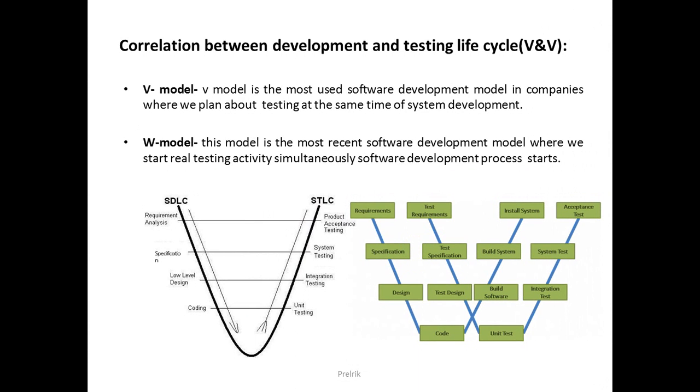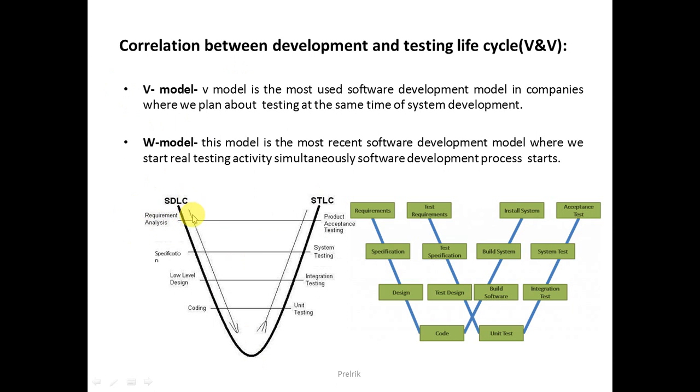Okay, here is a V model and W model, and it will explain the correlation between the development and testing life cycle. So what is V model? Just go to this image. It will explain it to you. It's in the shape of a V. So here it begins. The first phase is requirement analysis.